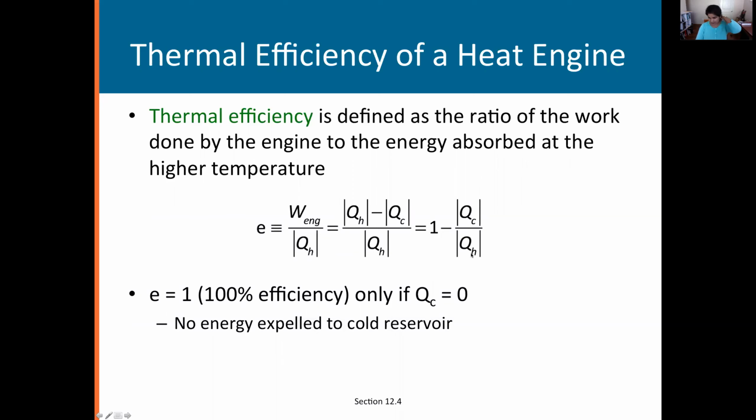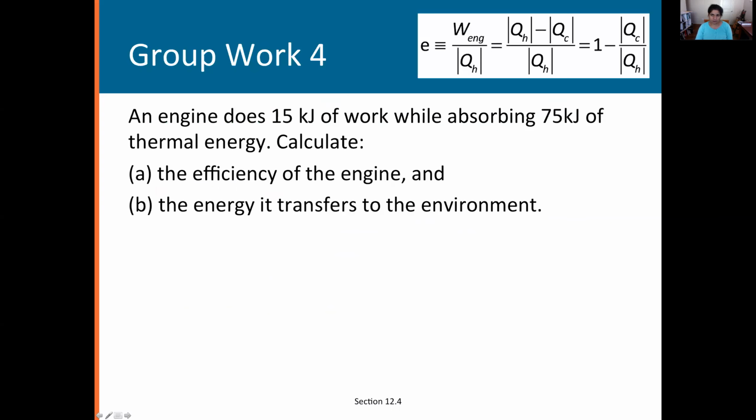To have 100% efficiency, we need E equals 1, right? That means this term must go to 0, which is not going to happen. It'll only happen if QC is 0. That means no heat goes out at all. All the heat in QH is used to do work. And you will find that that never happens. That's the second law of thermodynamics. So we can never reach 100% efficiency.